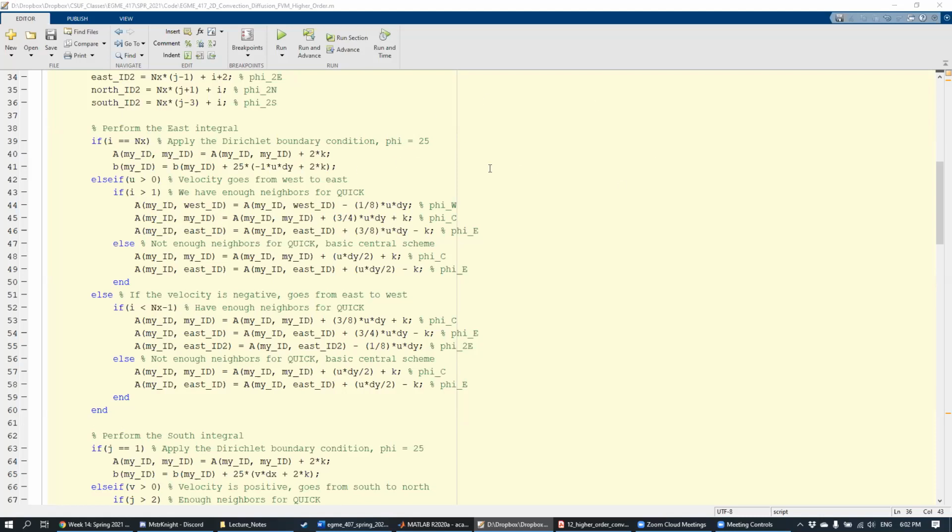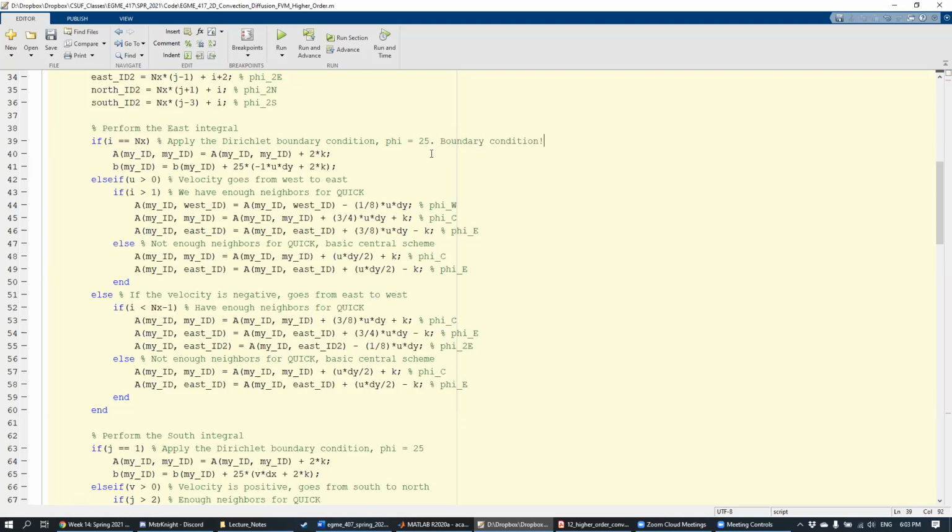All right. Okay, and so let's look at this east integral and see how everything is implemented. You can see here there's actually 5 different cases that we have to worry about, and we'll go over each of the 5 different cases slowly. The first thing that we have to worry about here is if i is equal to nx. If i is equal to nx, what this tells us is that we need to apply a boundary condition on our integral, and we can't forget about that.